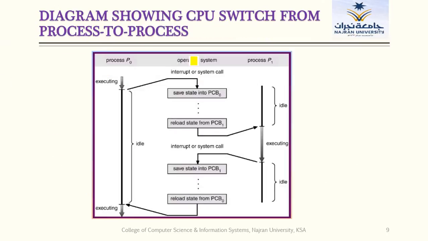We also discussed an example of how the CPU is switched from process to process. We saw that we have one process P0 and one process P1, and we explained this diagram in detail. Whenever we stop any process, we need to save its current state in the process control block, and whenever we have to start any process for execution again, we need to reload its state from the process control block. So, to save and to reload.